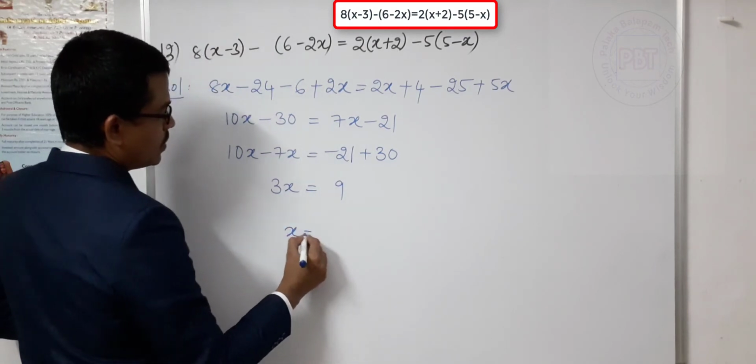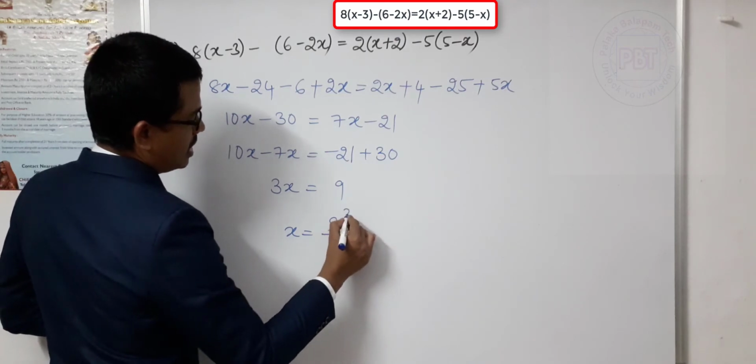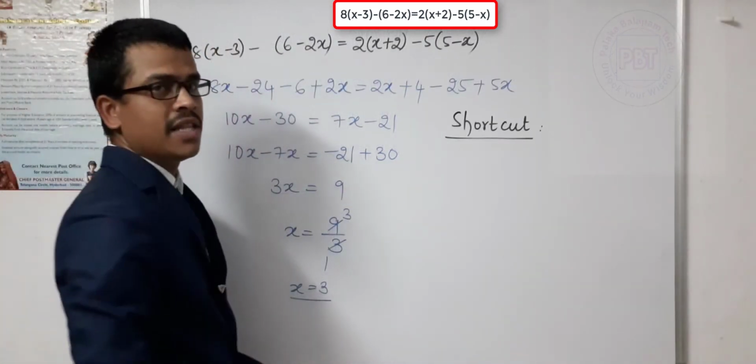Now x equal to 9 by 3. 3 1s are 3, 3 3s are 9. Therefore the x value is 3. Now let us see the shortcut method.